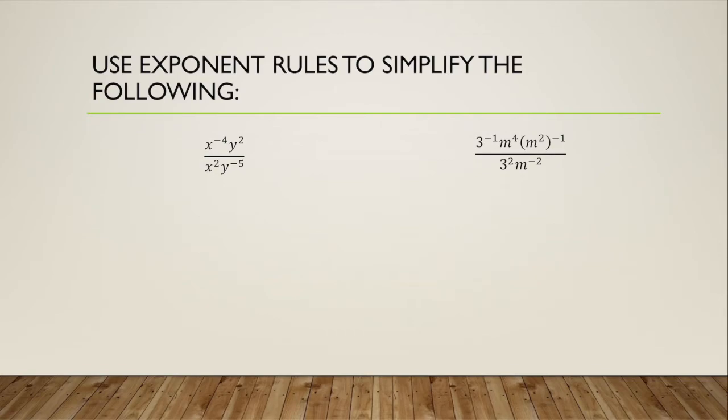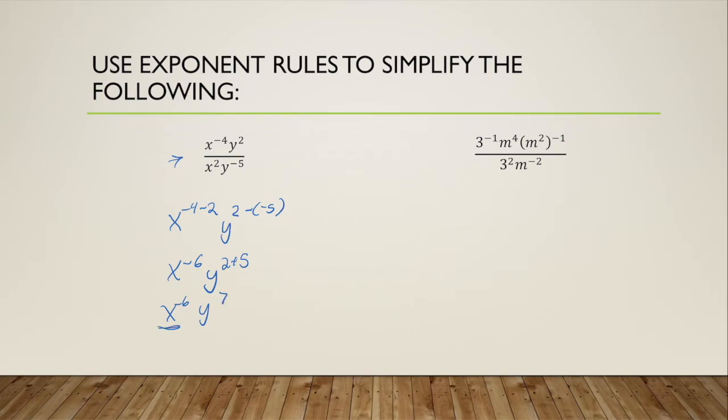So there are multiple ways to approach this as long as you use the correct rules. So let's start over here. If I have x to the negative fourth y squared over x squared y to the negative fifth, I'm going to go ahead and use the quotient rule first. I have x to the negative fourth minus 2, y to the 2 minus a negative 5. That gives me x to the negative 6, y to the positive 2 plus 5, which is y to the 7th. So I have x to the negative 6, y to the 7th.